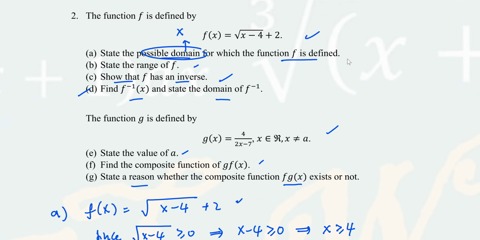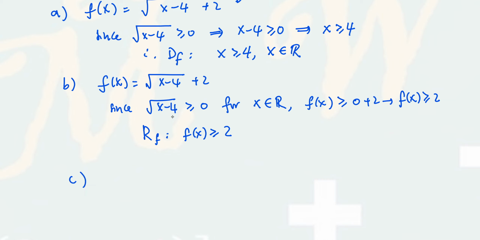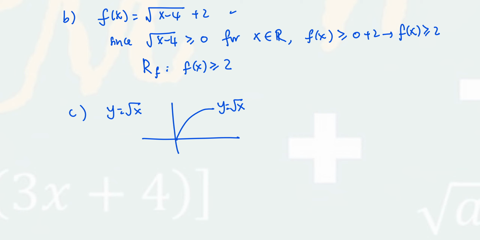Now C, show that f has an inverse. So what to do is we sketch a graph. Okay, so we sketch this function. Basically, if you refer to y equals square root of x, your graph is this. This is your y equals square root of x. So x minus 4 means that it is a translation. Translation is in the next video. So translation of 4 units to the right because x minus 4. So I will write square root of x changes to square root of x minus 4. This is translation.